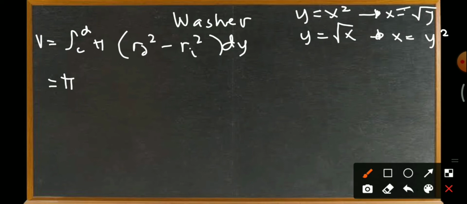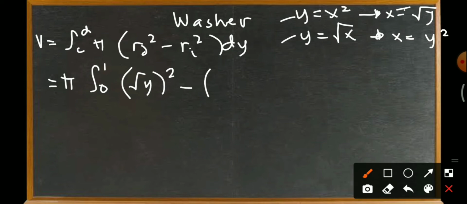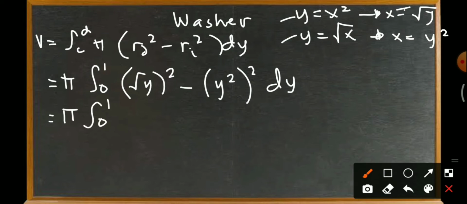So substitute all the values and take the constant out. We have now pi times the integration from 0 to 1 of the outer radius, square root of y, squared, minus the square of the inner radius, y squared, dy. Pi times the integral from 0 to 1. Square root of y squared is y. Y squared squared is y to the power 4, dy.